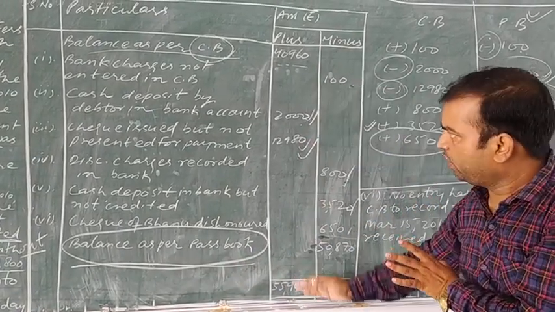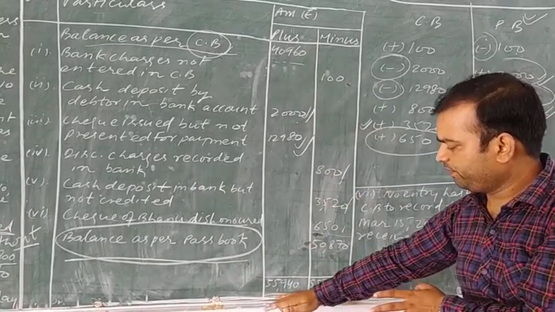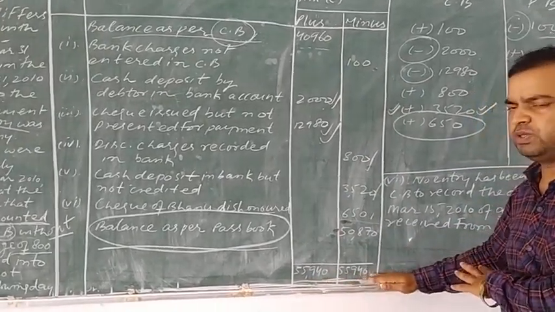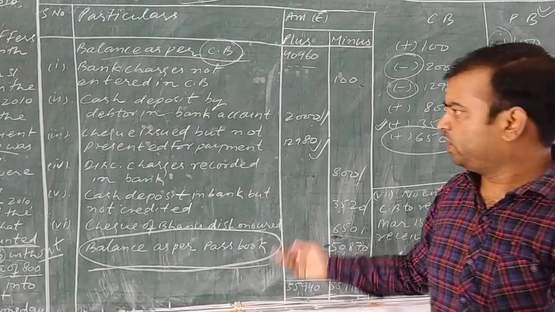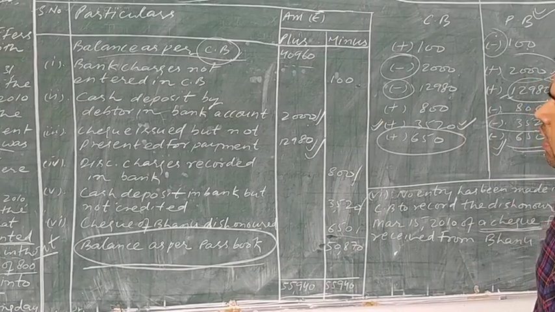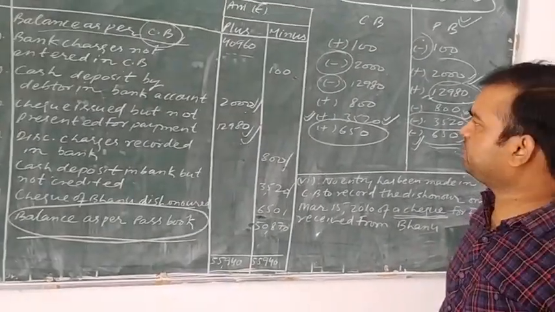Okay, right? And this at the last is the total of both the sides, plus and minus side: 55,940, 55,940. Total of both the sides. So this is the complete solution of question number 5. A very long question was there.